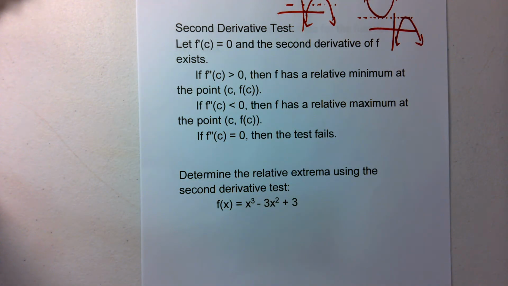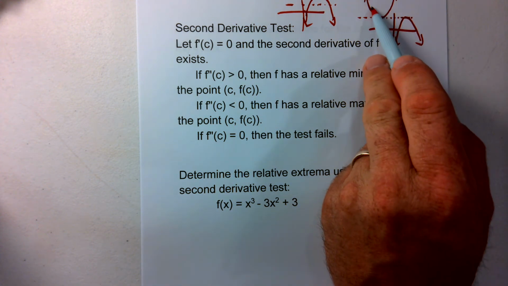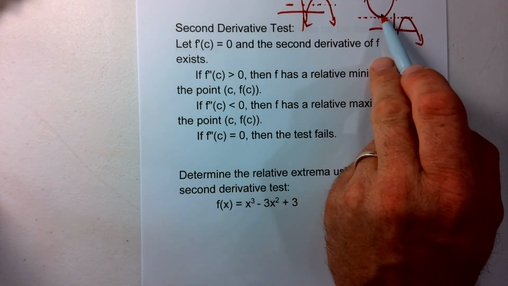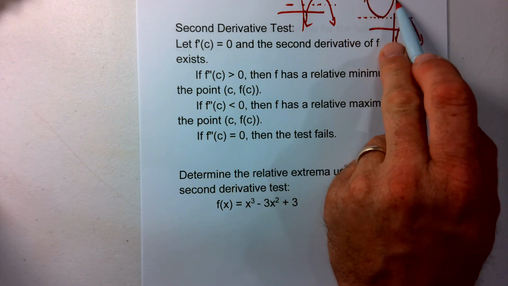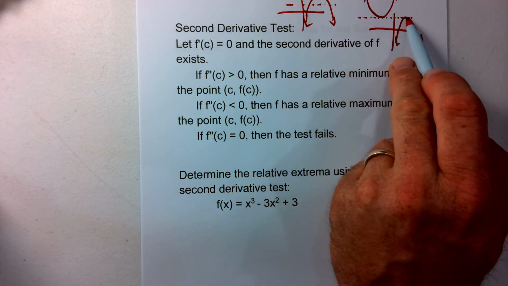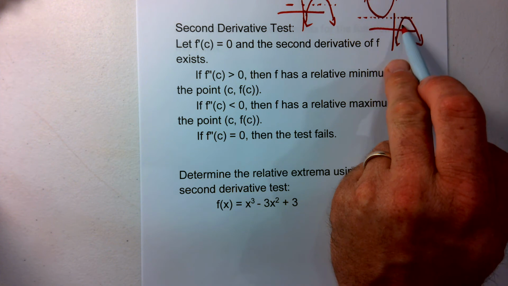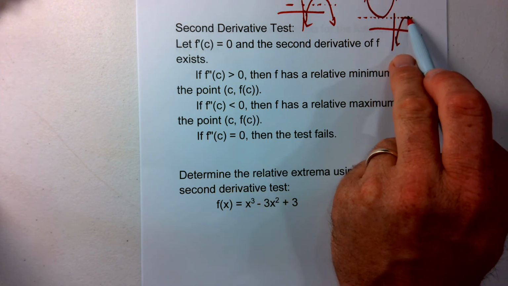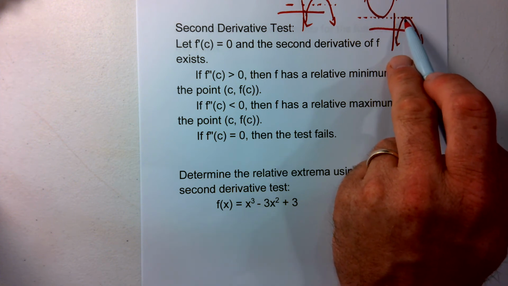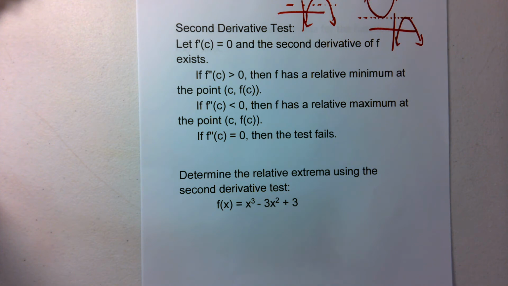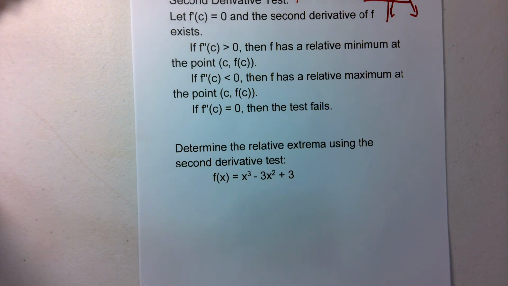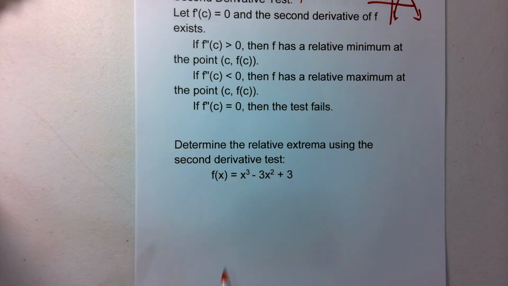If f double prime is 0, then the test fails. So if we can find f double prime and it's greater than 0, if it's concave up, we have a relative minimum. If it's concave down and we have f prime equal to 0, we have a relative maximum. So let's go ahead and determine the relative extrema using the second derivative test.